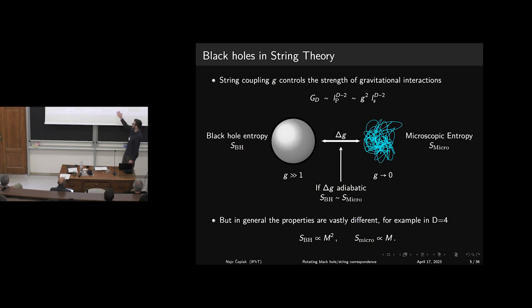If you could do this adiabatically, then because the entropies match, even though you have your black hole on one side, you would have a microscopic description at zero coupling, so at free string theory. In general, you would think this is doomed to fail, because the entropy of a Schwarzschild black hole scales quadratically with mass, whereas strings generally scale linearly with mass. But one of the main points I'm going to talk about in this talk is that the units in which you count these masses really matter.